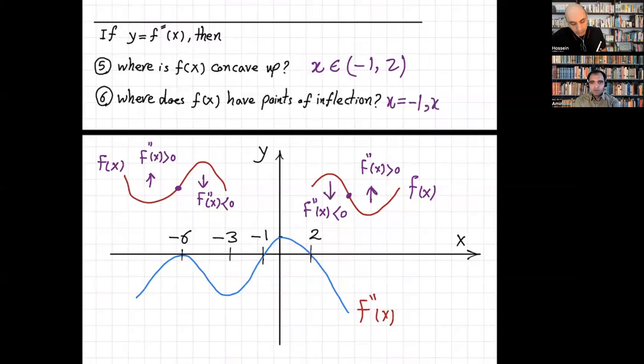And for the point -6, since we don't have a change of sign of f double prime, it's not a point of inflection, because on the left and on the right side of -6 we have all negative values. It's below the x-axis, so the values of f double prime are negative. So this is not a point of inflection.